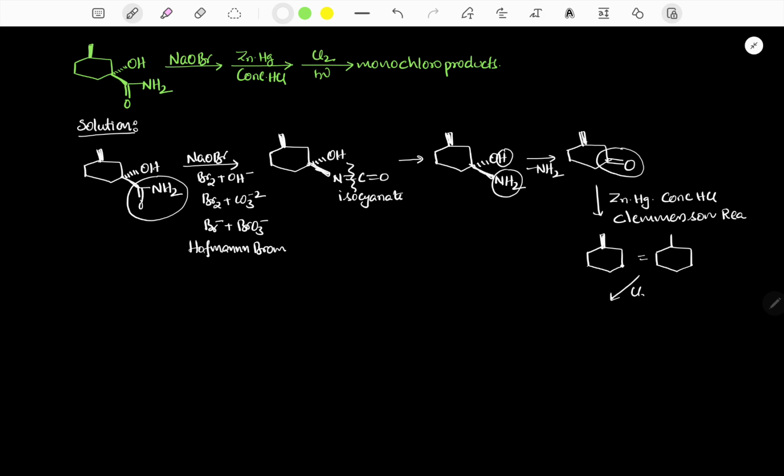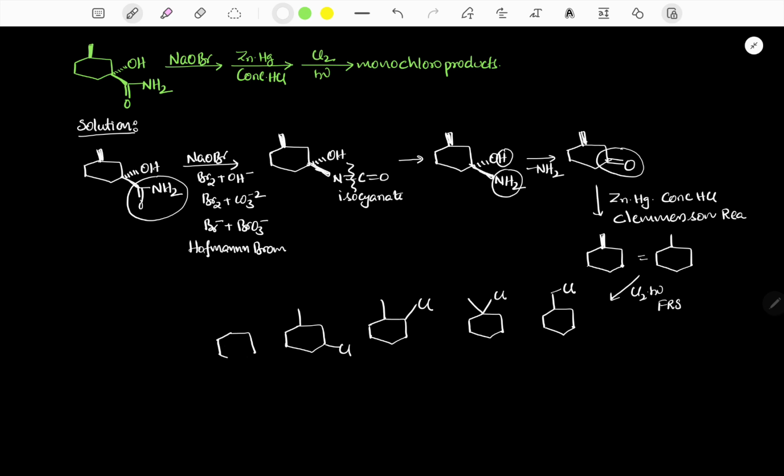Now it is treated with Cl2, h nu. It is an alkane with Cl2, h nu, free radical substitution. Therefore we get a mixture of products. First product is like this, second product is like this, third product is like this, and fourth product and fifth product. So this carbon stereo is right now not fixed. We can write above and below.